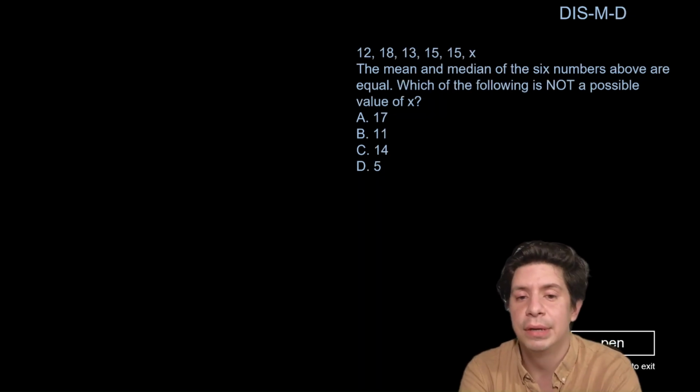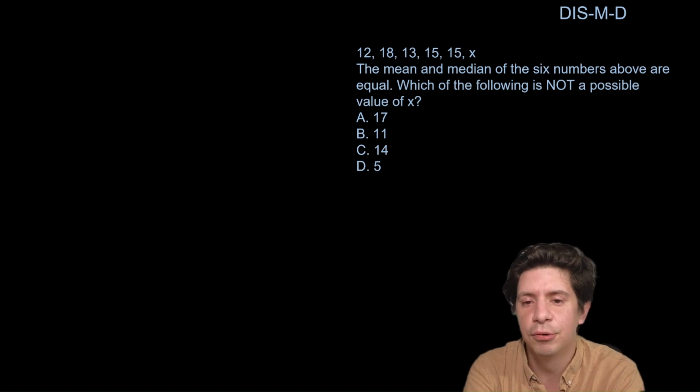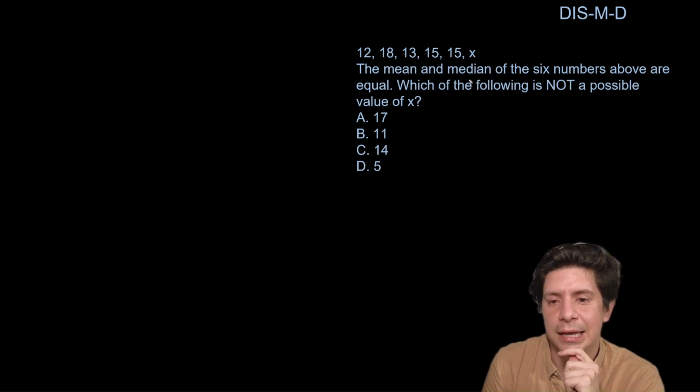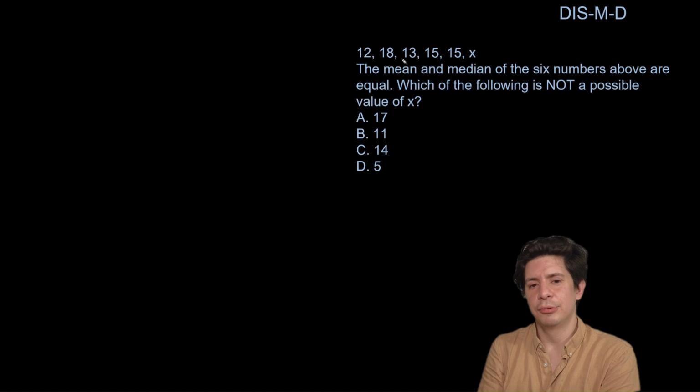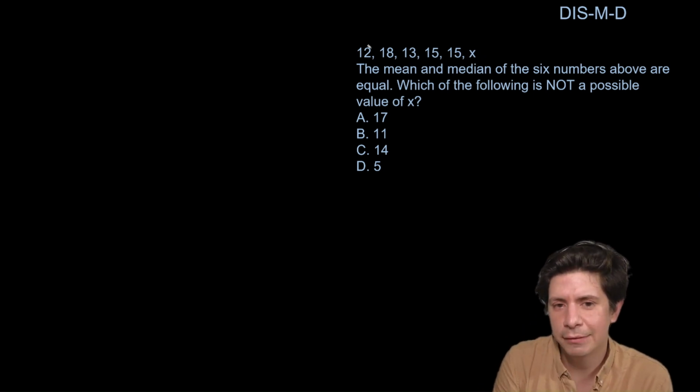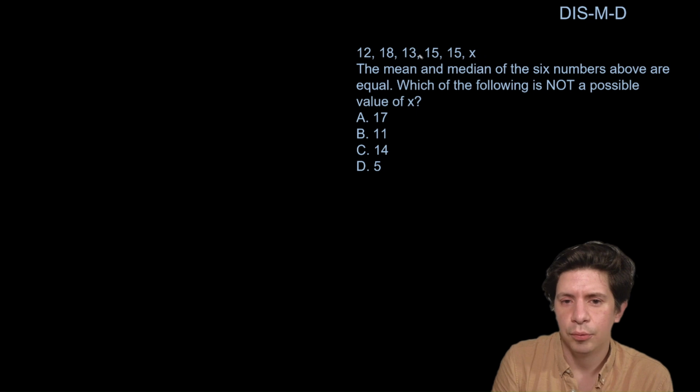Then we have this: the mean and median of the 6 numbers above are equal. Which of the following is not a possible value of X? So if the mean and the median are the same, let's first find the median, possibly. So we have 3, 5, we have 6 numbers going on. Right now, the median of these 5 numbers would be 15.